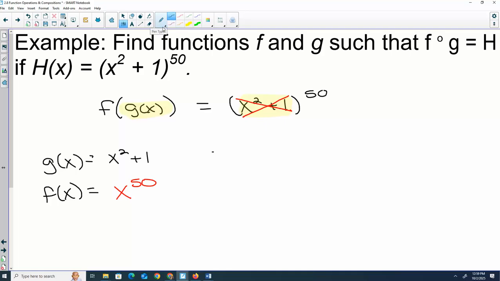Not the only possible answer. You could have done g equal to x squared, and f would have been (x plus 1) to the 50th. So that's another possibility. Lots of different options. But the nice thing is you could check these. If we do f composed with g, will I get back that original problem?